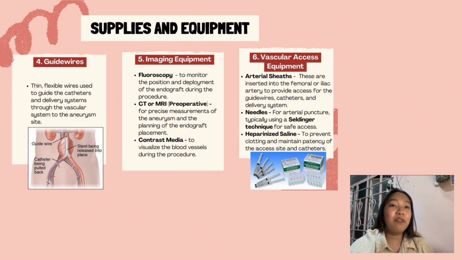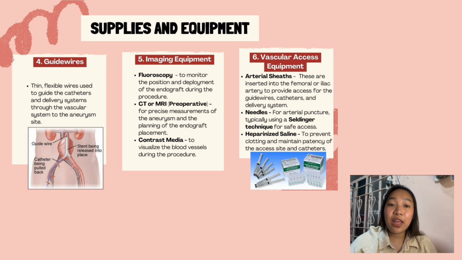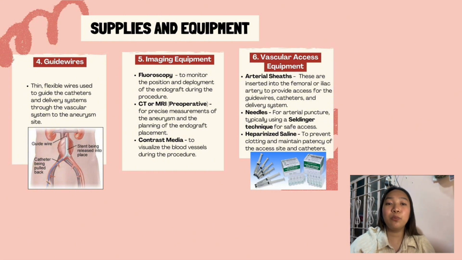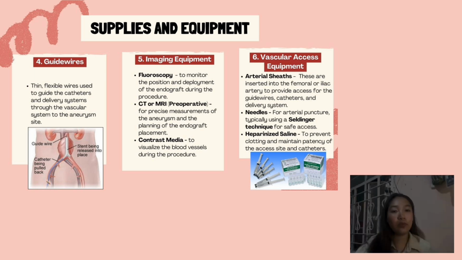Number 6, vascular access equipment. We have arterial sheets, needles, and heparin saline. They all refer to the tools and devices used to gain access to the vascular system for diagnostic, therapeutic, or interventional purposes. This equipment is essential in various procedures, including administering medications, performing endovascular surgeries, and drawing blood.